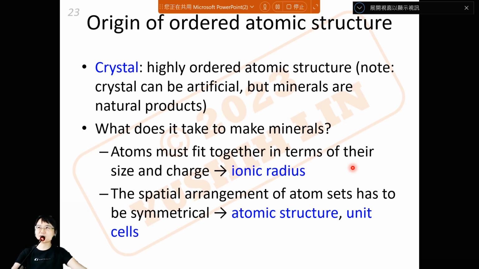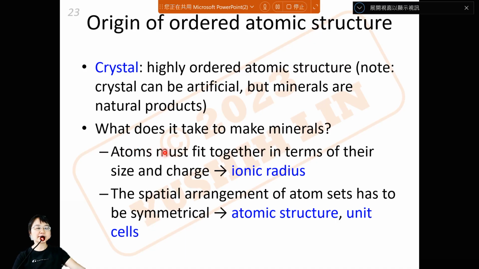For most students, the most painstaking part is the ordered atomic structure. We are talking about crystal, highly ordered atomic structure. But you need to be aware that crystal can be produced artificially. But minerals are all natural products, so you have to make this distinction. What do we need in order to have crystal?